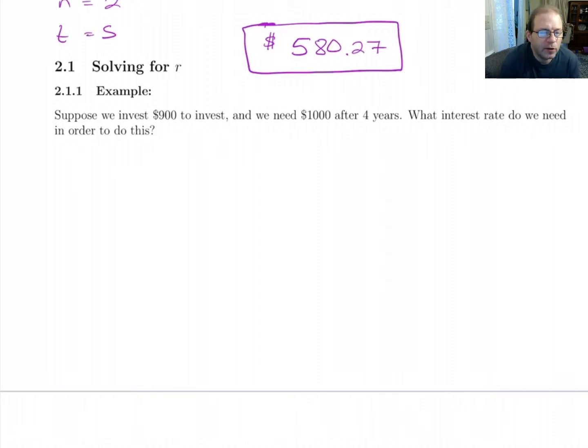Okay, so far we've been looking at trying to figure out how much money we would get from a given interest rate and a given amount that was invested. But what if we go the other way and try to solve for R? So suppose we invest 900 bucks and we need to have $1,000 after 4 years. What interest rate do we need in order to do this?